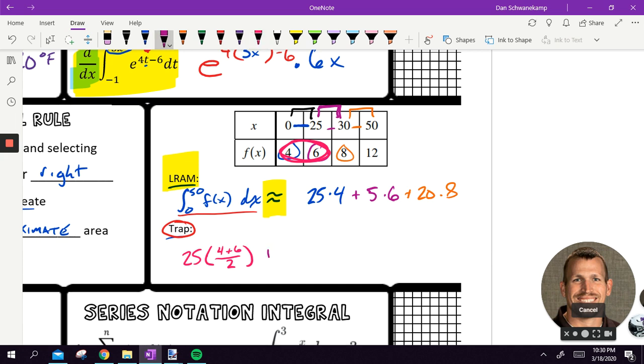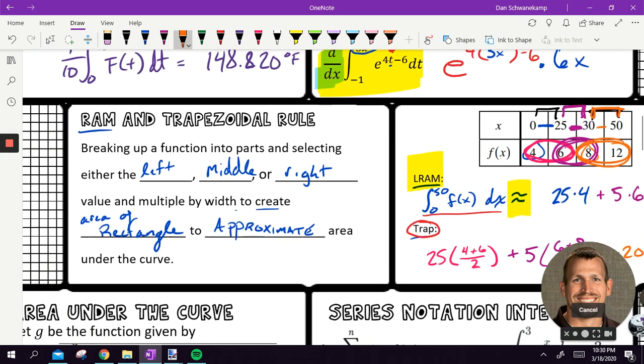And then we do the next one. My next one, well, how far apart am I? I'm 5 apart. I'm going to take the average of these two numbers. 6 plus 8 divided by 2. And then my last one here, we're going from this one to this one. Let's keep color coding. We are 20 across times the average of these two, 8 plus 12 divided by 2. That is trapezoidal sums. Not too bad.